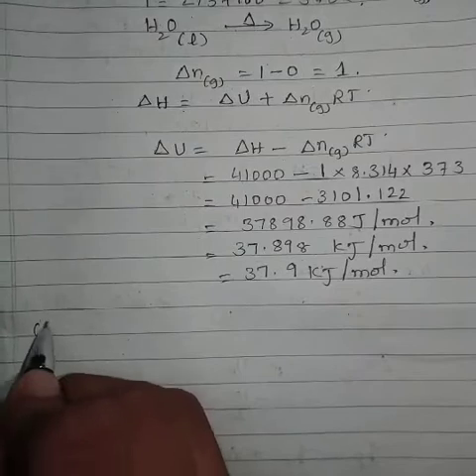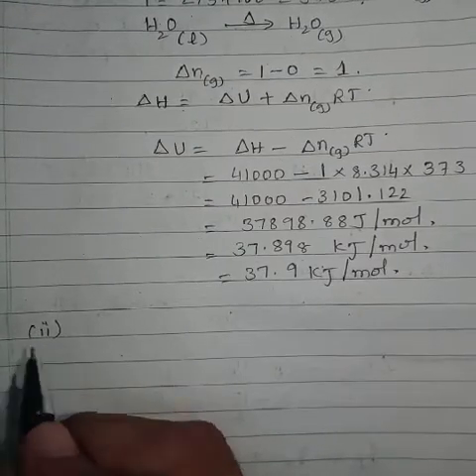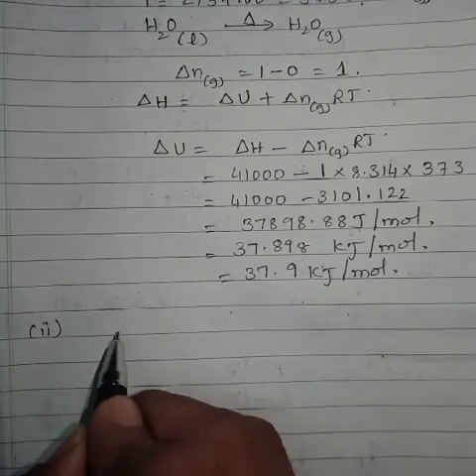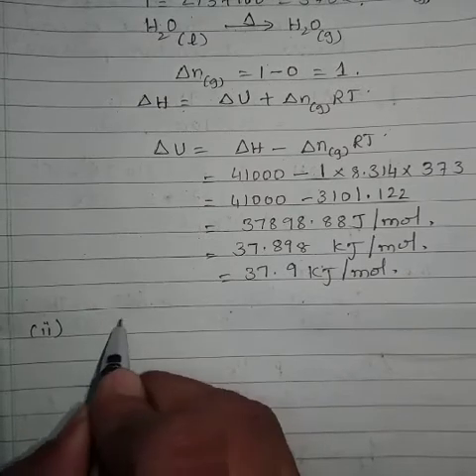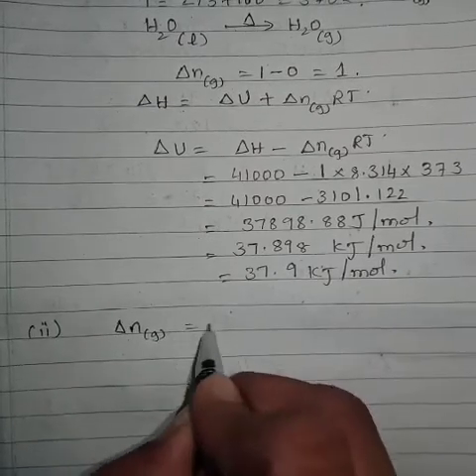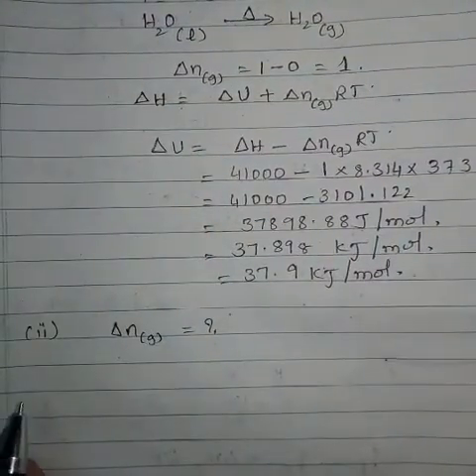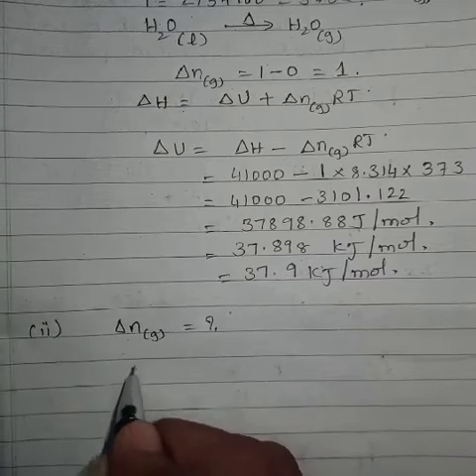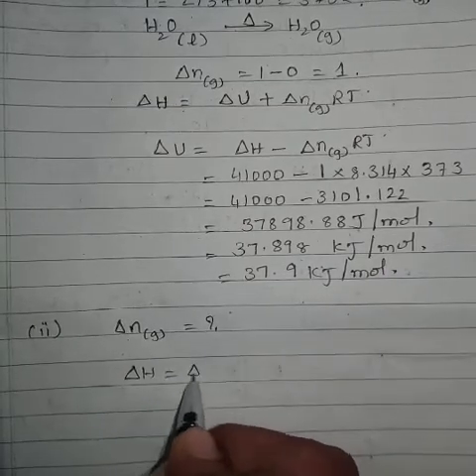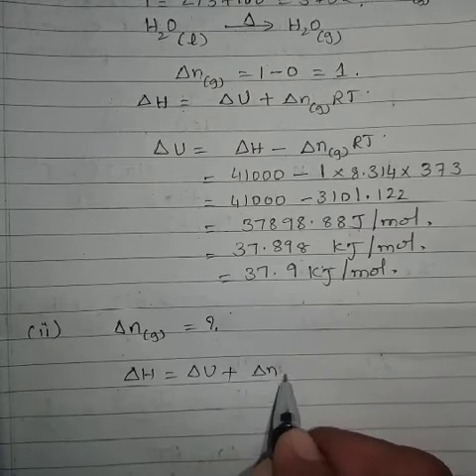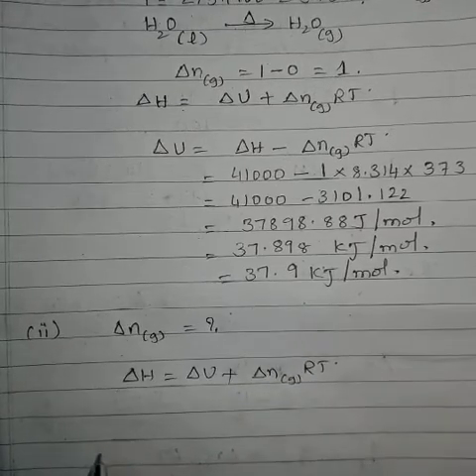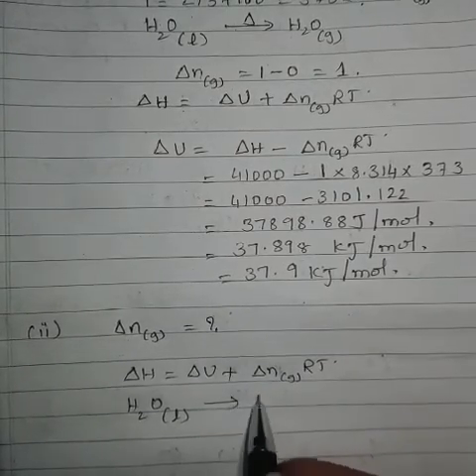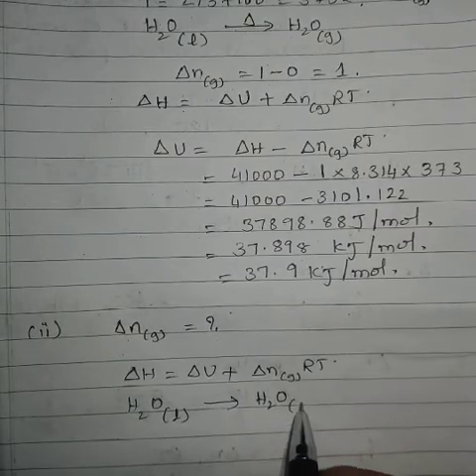Second one, during the conversion of water to ice, again we have to calculate the delta Ng value, because the delta H value is given. So here delta H is equal to delta U plus delta Ng RT. The required equation for this: H2O liquid converts to H2O solid.